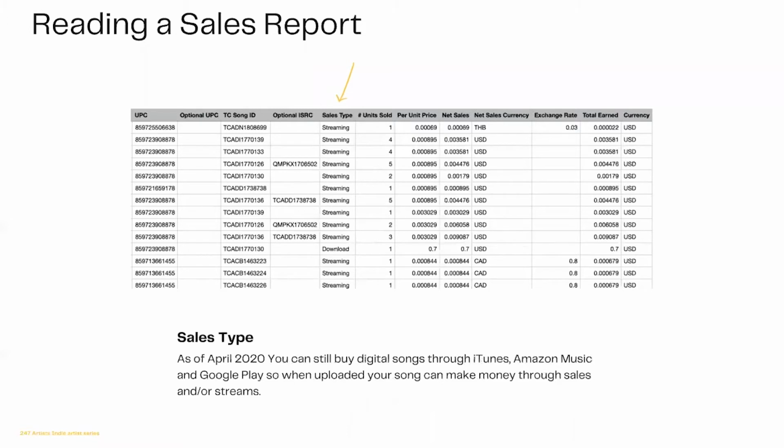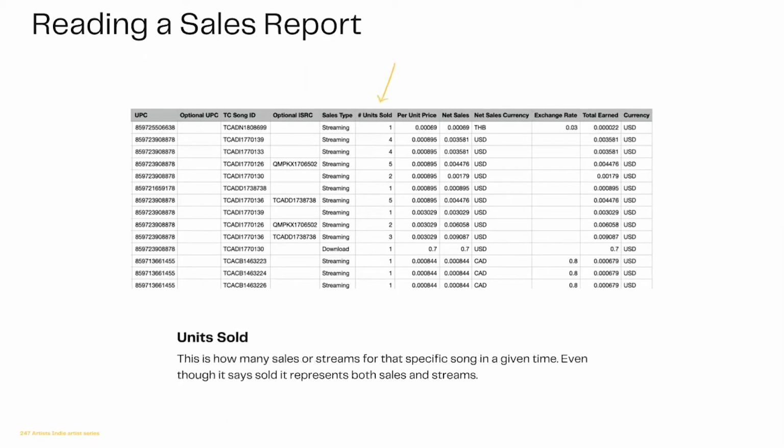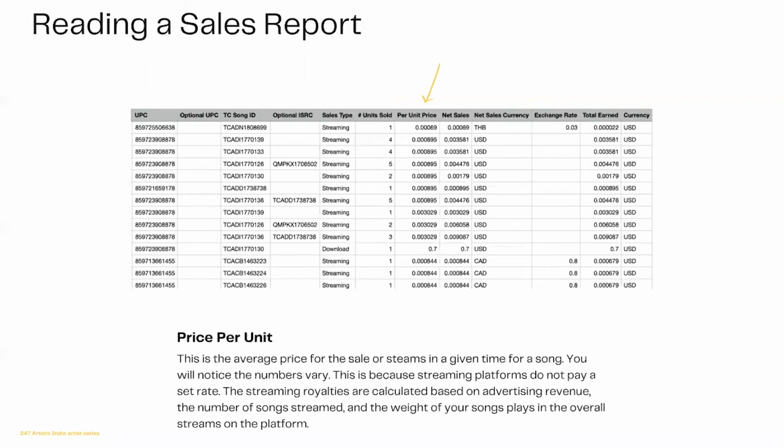So your sale type. Again, you saw in the other one, you're going to collect for sales, so for the stores that still sell MP3s, Amazon, iTunes, and then streaming, which is going to be like 99% of your music revenue. That's the number one. And that's changed in the last 5 years. Then units sold, right? So how many sales did you have in that period of time based on the store? Your price per unit, right?